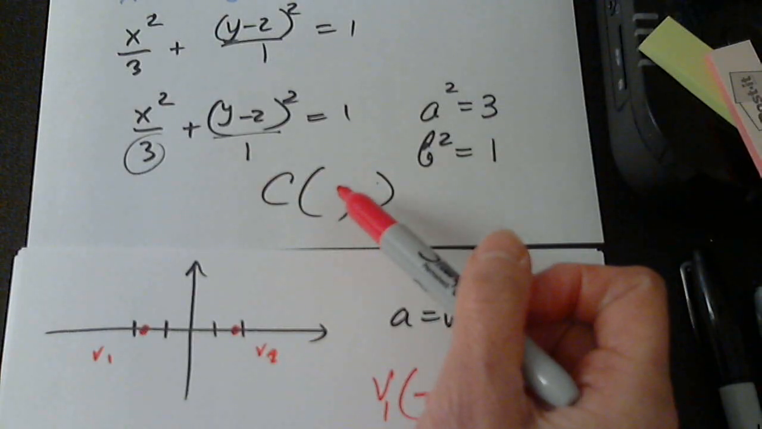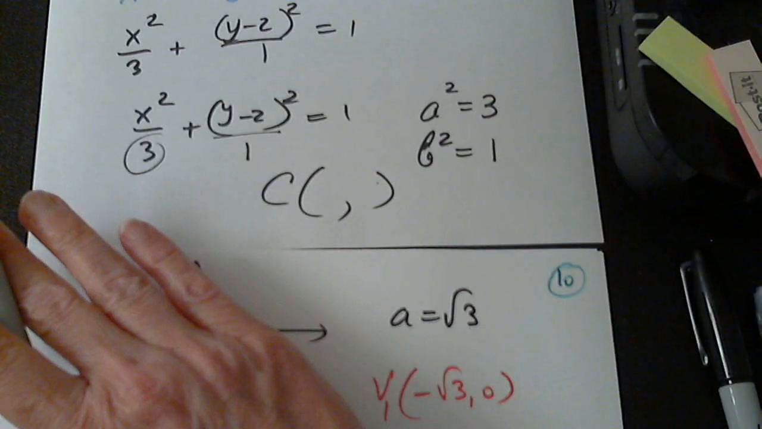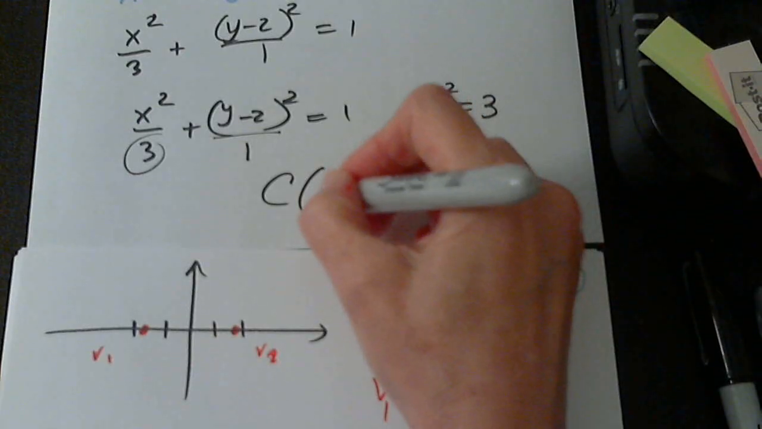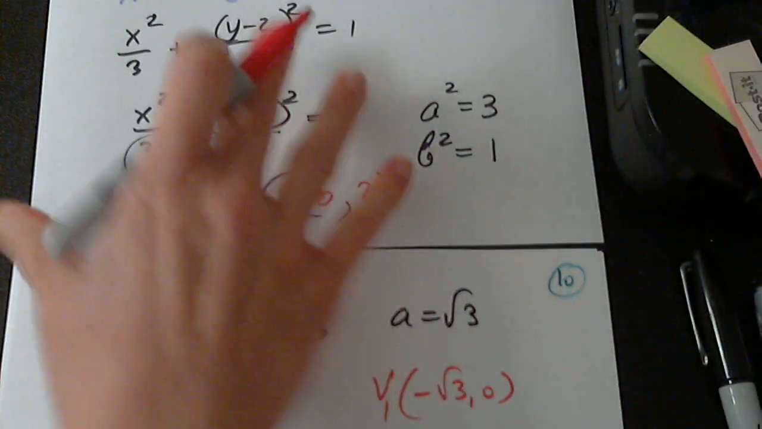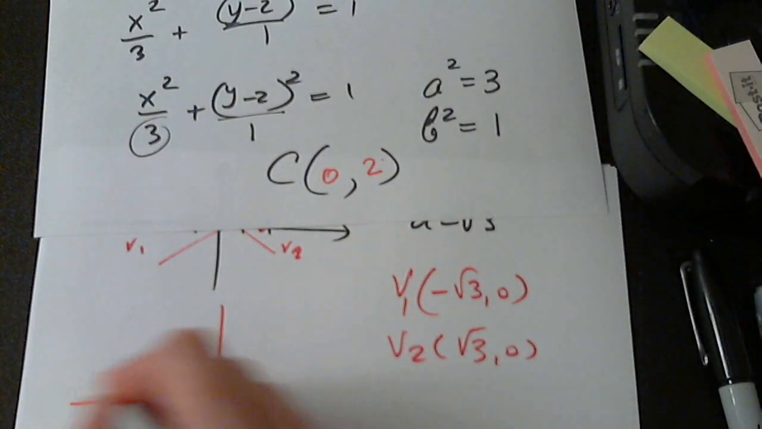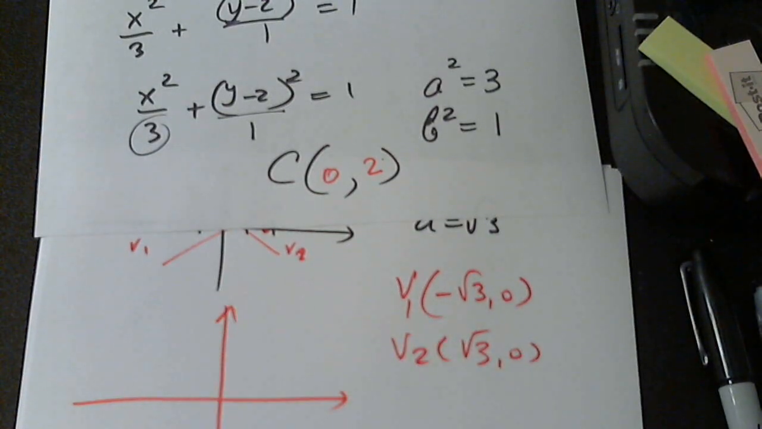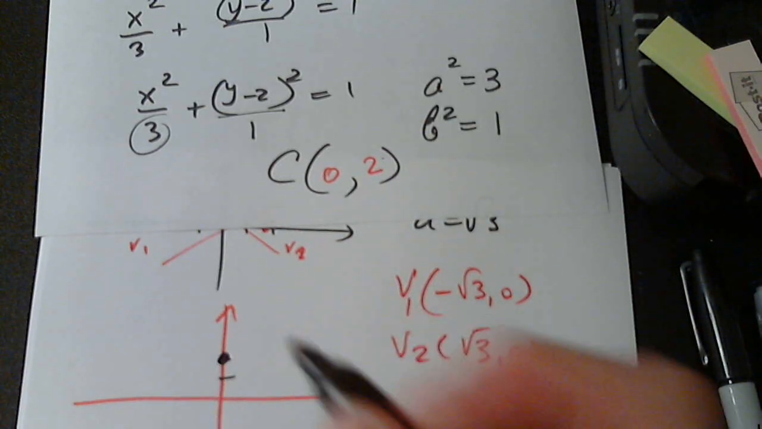I meant to write the center, and I didn't. So we have to start from scratch. The center is 0, 2. I have to start with the center. The center is not the origin in this case. Sorry about that. So the center is 0, 2. 0, 2. This is the center.